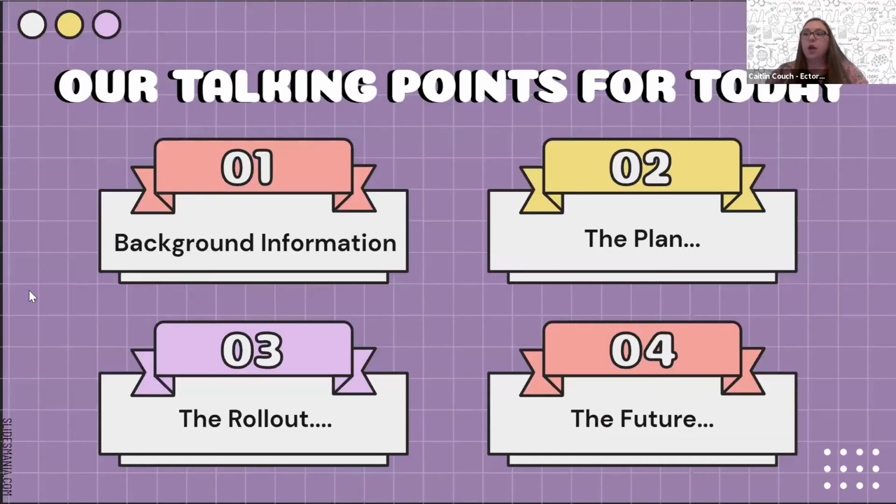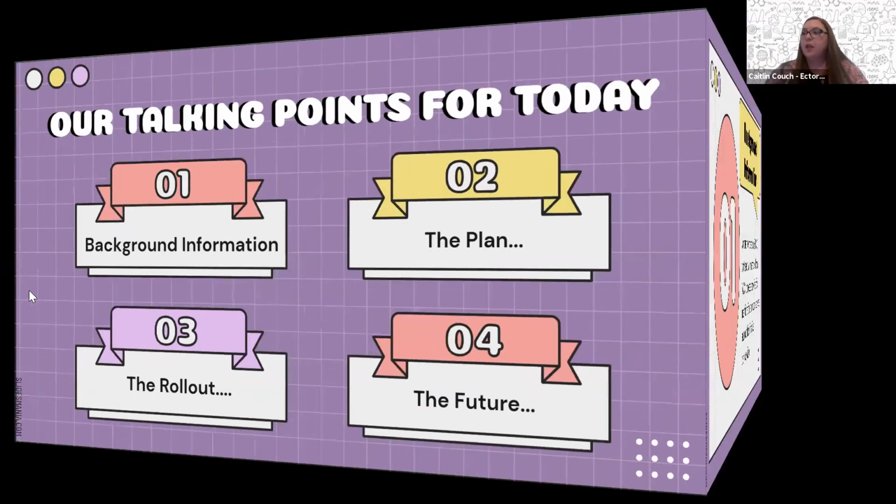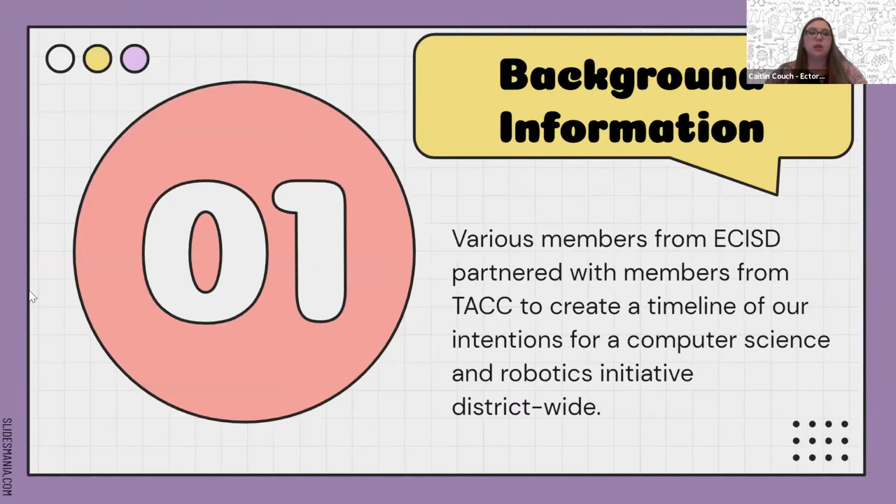Some of the talking points for today: just give you some background information on the project, and then talk about the plan, the rollout, and then the future of this. Like I mentioned, we ventured into a partnership with TAC and really talked about our initiatives for our computer science implementation district-wide. We said that if we were going to put all of these people in one room and really begin talking about this, we wanted it to be a full district-wide, full-fledged effort.